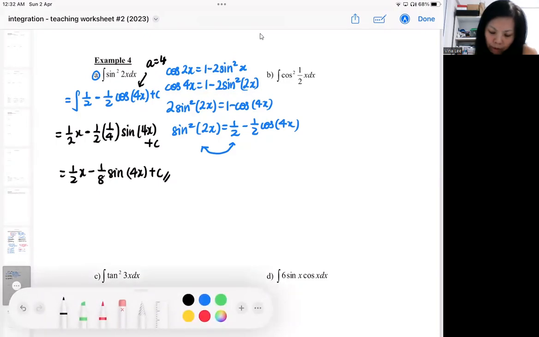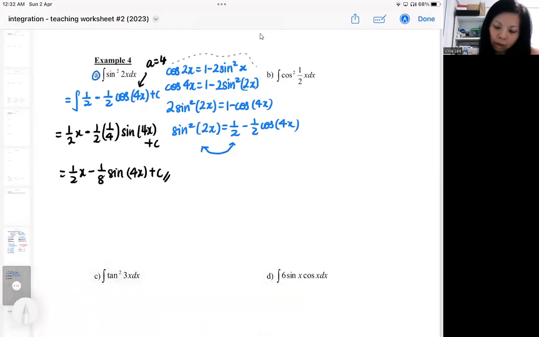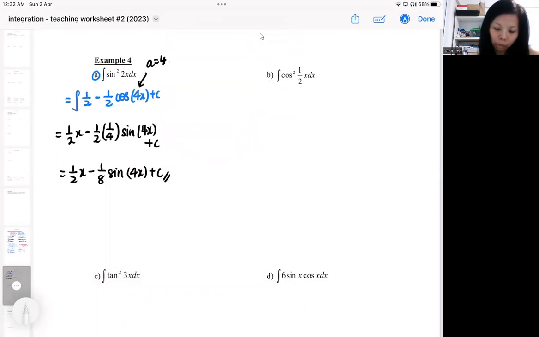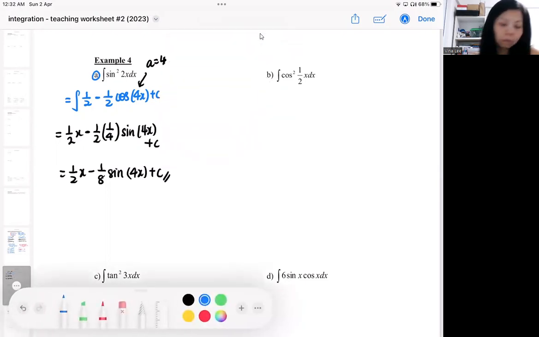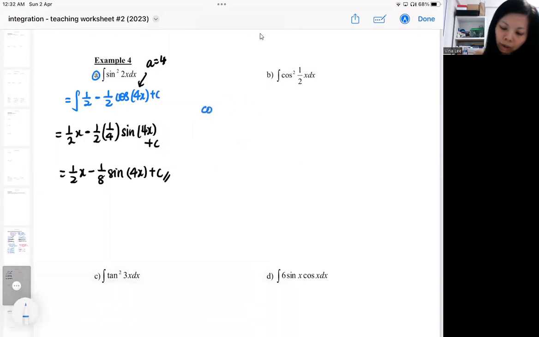Okay, so I'm going to erase this part. Make sure you copy this, because in the next one, cosine square, it will be the same manipulation. In the next part, we are using the cosine 2x, 2 cosine square x minus 1 formula. But because the angle here is half x, so I need to change the angle accordingly. Change it to half x, and this part will be changed to x.